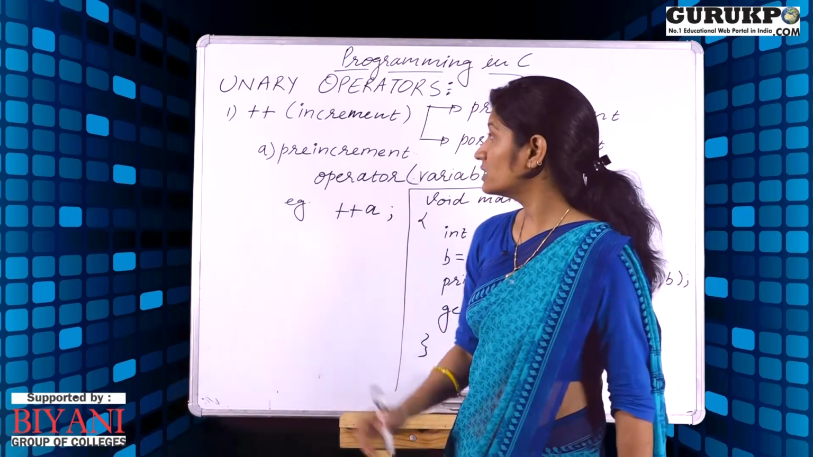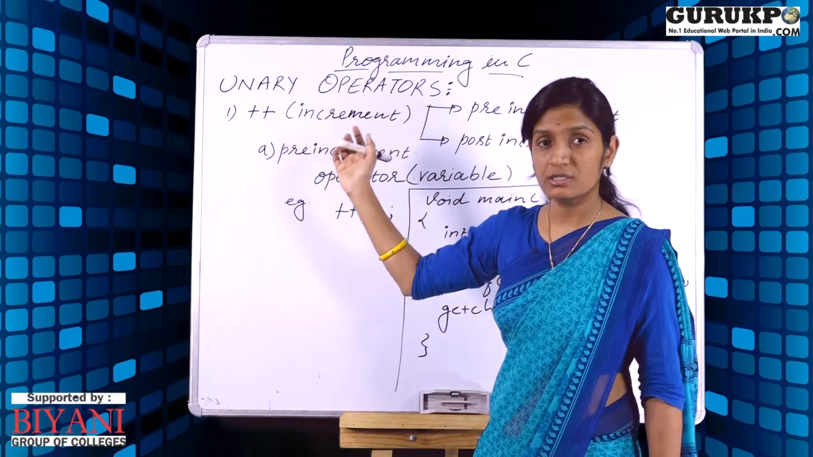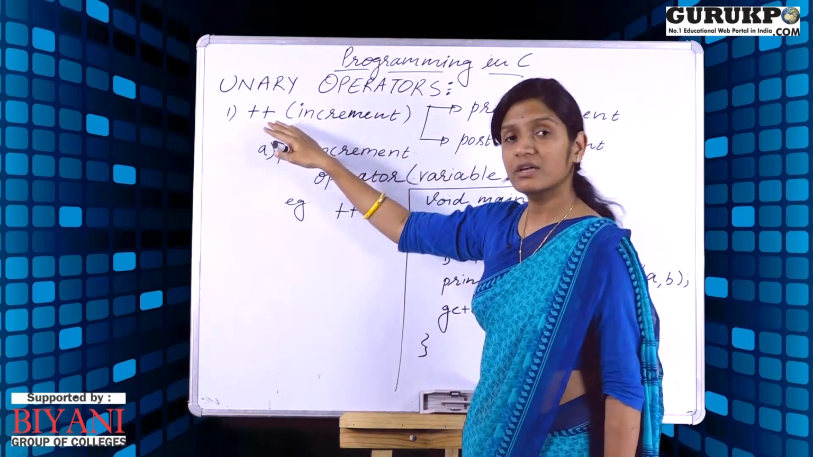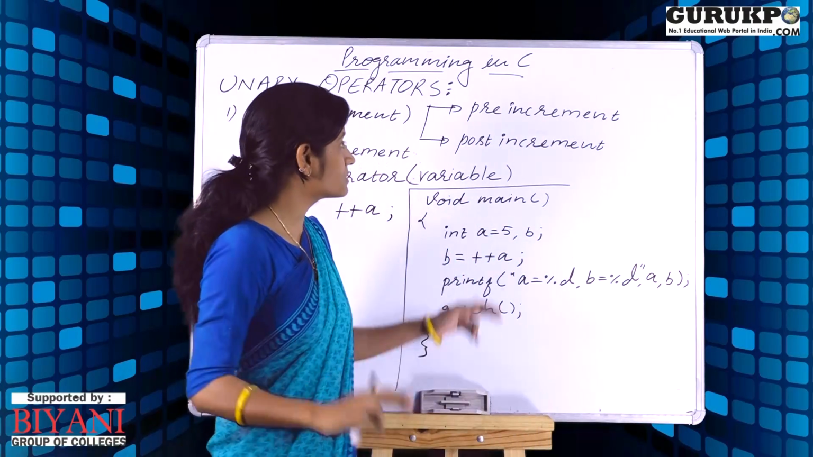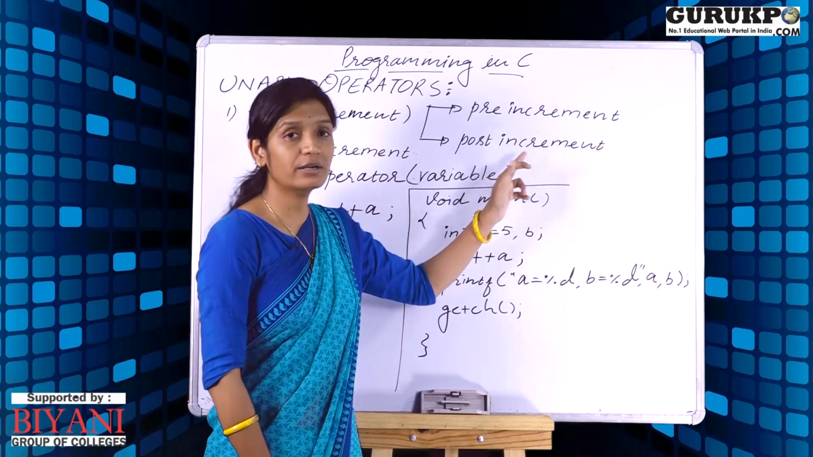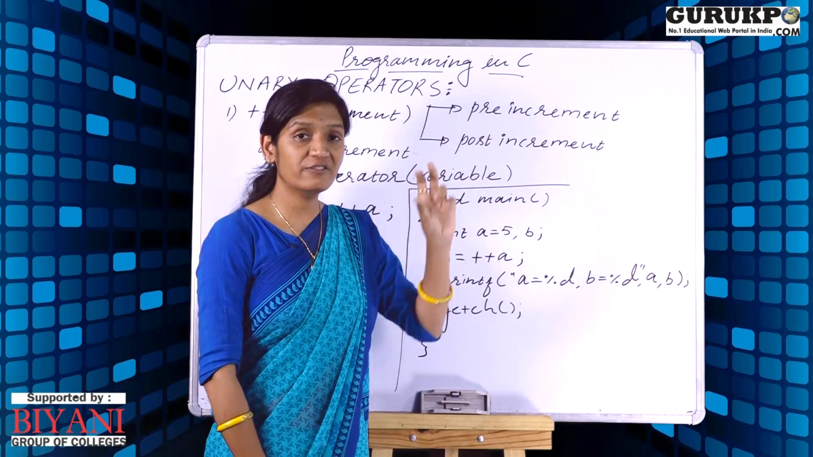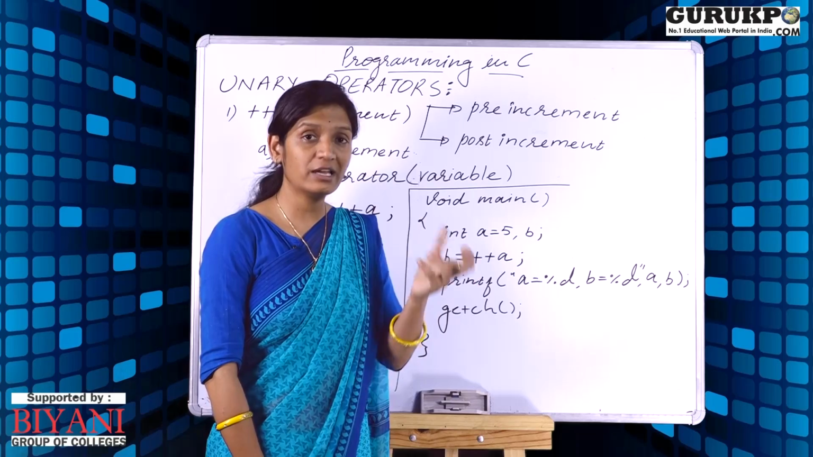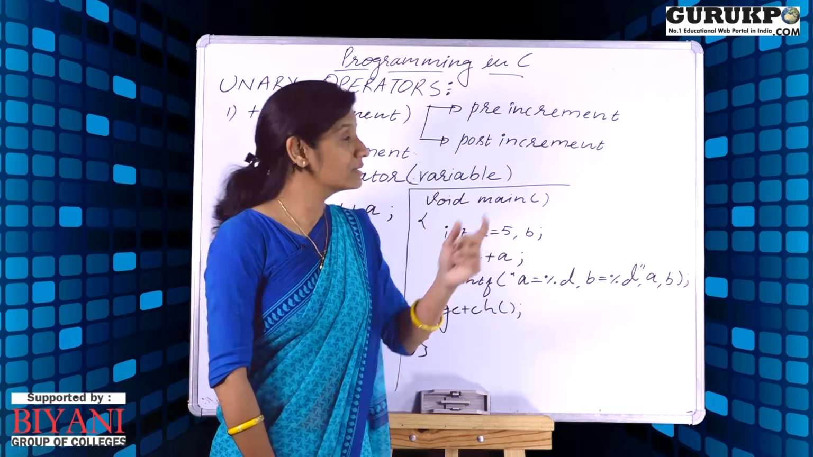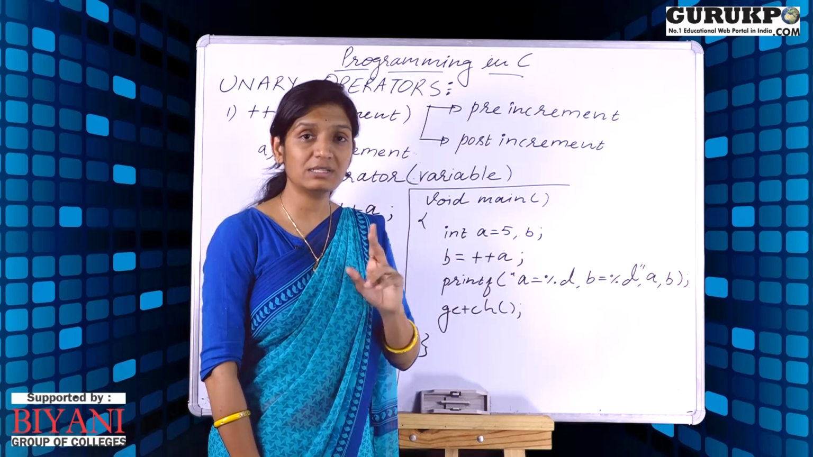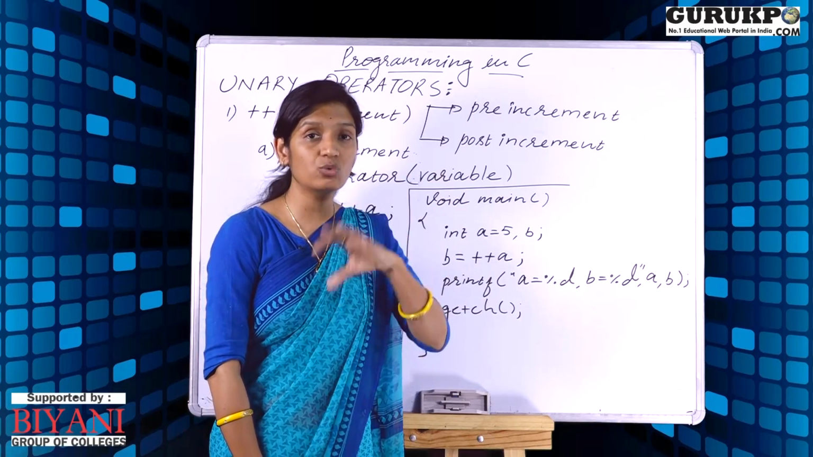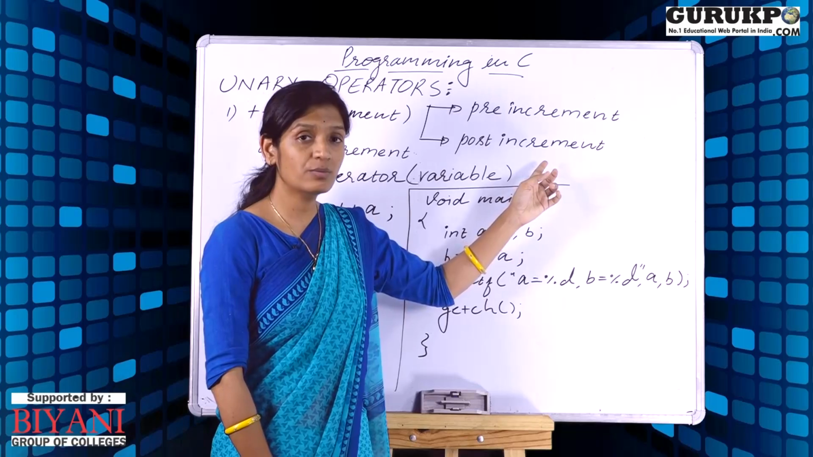Now let's first see the examples of unary operators. So we are taking the increment operator first. Again, increment operators are of two types: first is pre-increment, then post-increment. If the value of the variable is incremented before its use, then it is known as pre-increment, and if the value of the variable is incremented after being used, then this is known as post-increment.